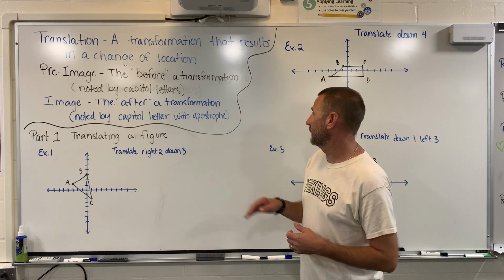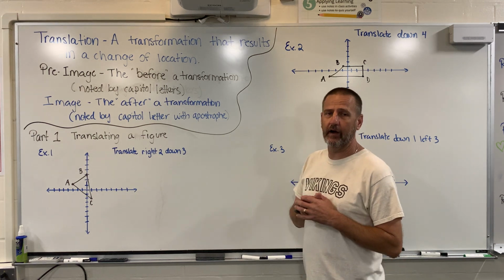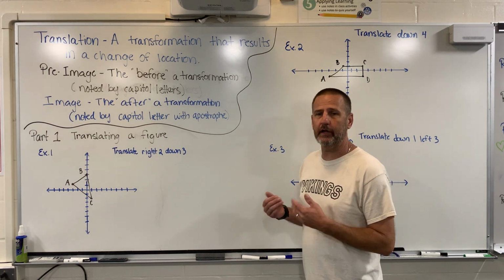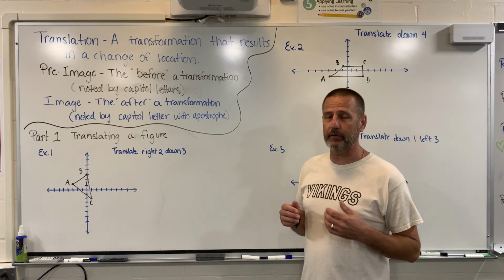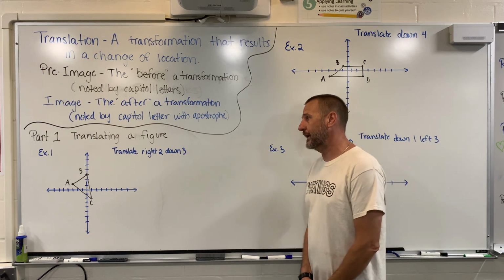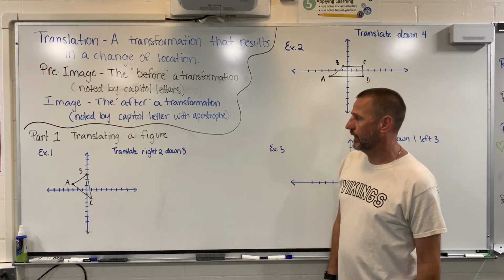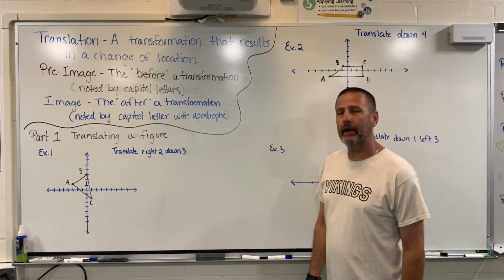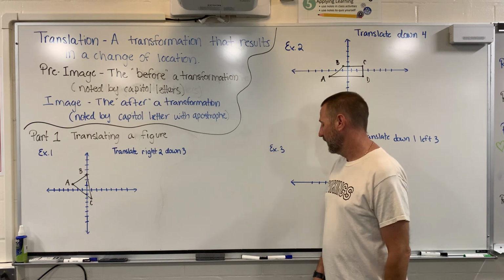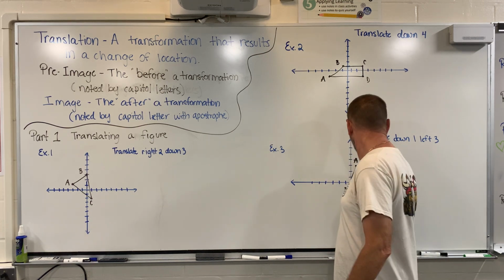So in this video, I'm going to do three different examples, and I'm going to go over the steps it takes to do a translation. On example number one, we have a triangle, ABC, and we're going to translate it right 2 and down 3. So we can do this in a couple different ways.